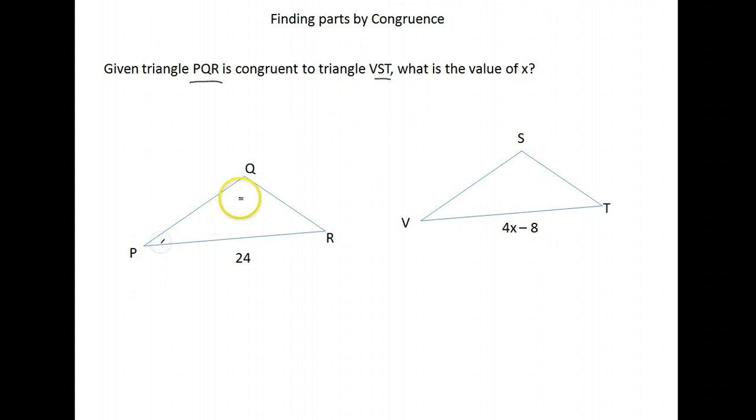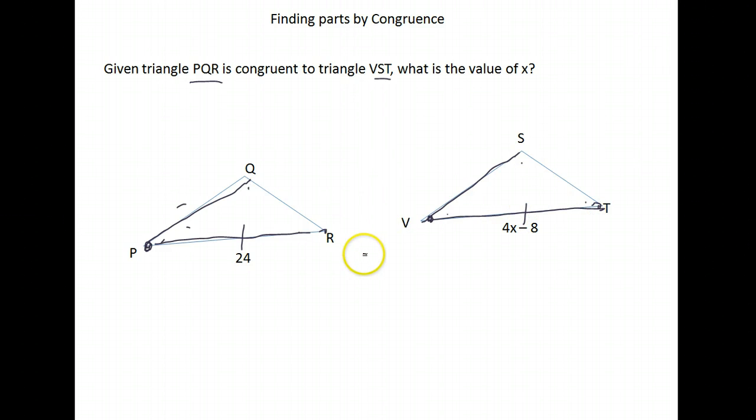Well, we know that all the angles in this triangle are equal to the corresponding angles in this triangle. We also know that the sides in this triangle are equal to the corresponding sides of this triangle. So notice PR should be congruent to VT. They are corresponding parts of those triangles.